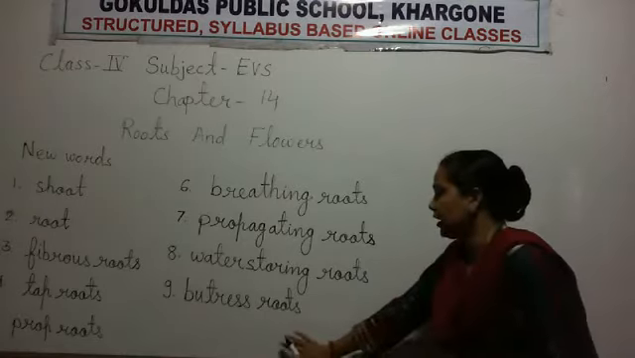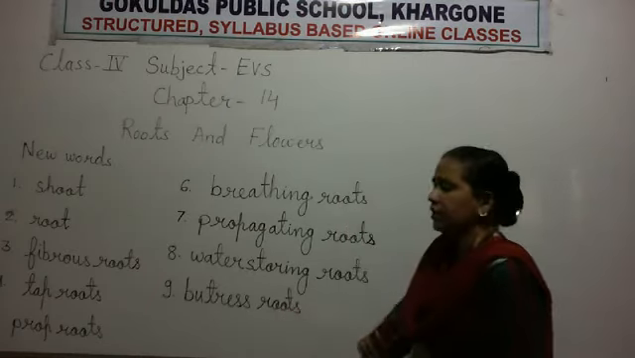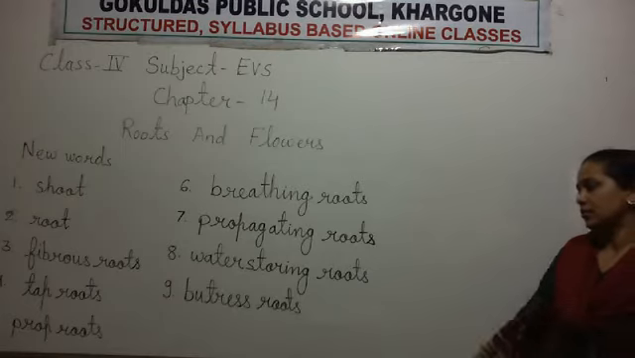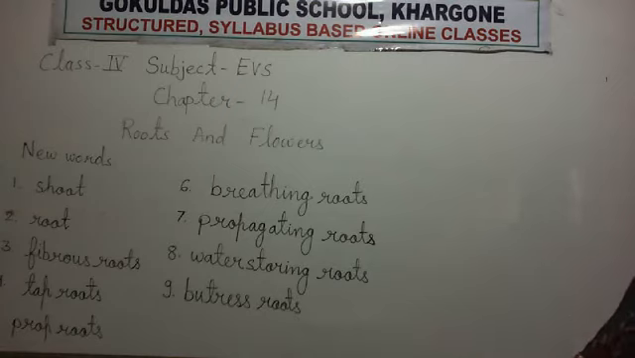Next one is buttress roots. Buttress roots are basically found in the tropical rainforest area, where there is a lot of rain, and the soil is less there. The quantity of the soil is less. There is very little soil, but we find very big trees there and very long trees.